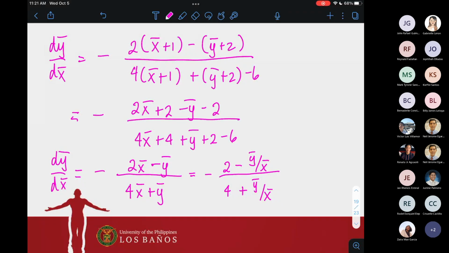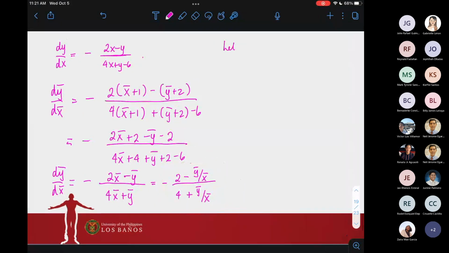What happened is I factored out 1 over x sa top, tapos 1 over x din sa bottom. Tapos magka-cancel lang naman yung mga 1 over x, kaya nasulat ko siya in this way. All right? I want to work with this form because what I'll do is I will let y be equal to vx, all right?